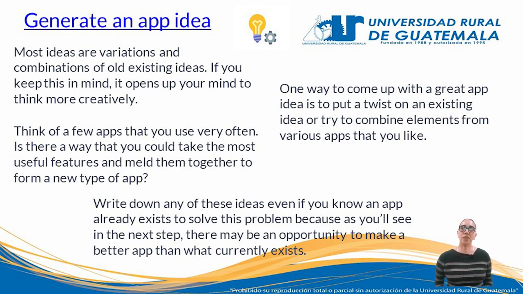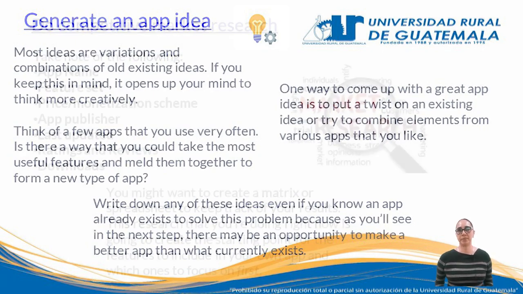Think of a few apps that you use very often. Is there a way that you could take the most useful features and meld them together to form a new type of app? So think about the apps that you really use every day, and how you could improve them. Write down any of these ideas, even if you know an application already exists to solve this problem, it doesn't matter, because as you will see in the next step, there may be an opportunity to make a better application than what currently exists. So check the applications that you use, and if you have ideas to improve them, you can build a new app.